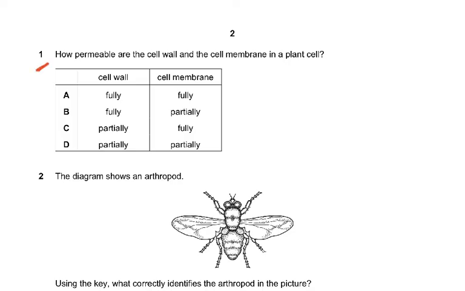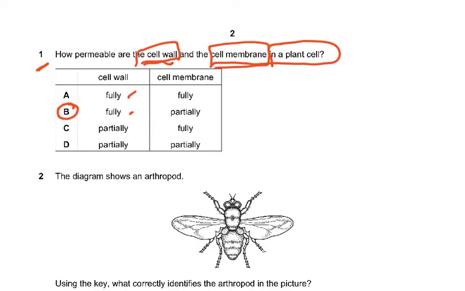Starting with question number 1, how permeable are the cell wall and the cell membrane in a plant cell? So you know plant cells only have a cell wall, so the cell wall is fully permeable, so it can either be A or B. But then the cell membrane is never fully permeable, it's partially permeable. Please remember, it's not semi-permeable, we don't use the word anymore. So the answer is B, it is partially permeable. Cell membrane, partially permeable, cell wall is fully permeable. And the cell wall is made up of cellulose in plant cells.